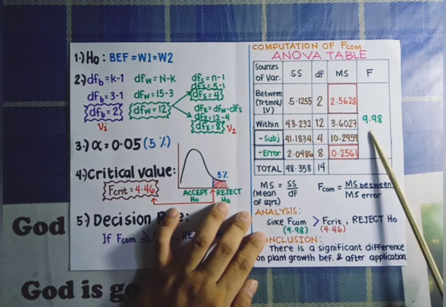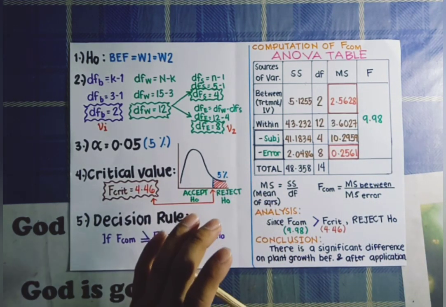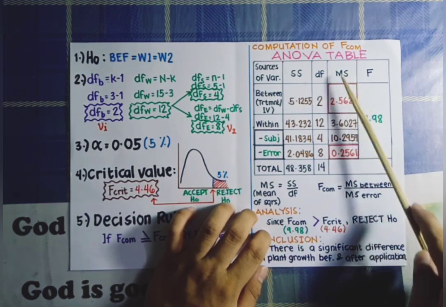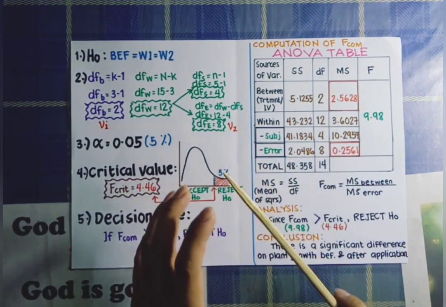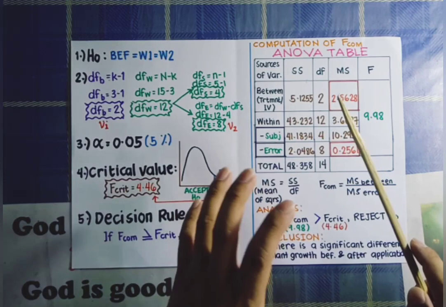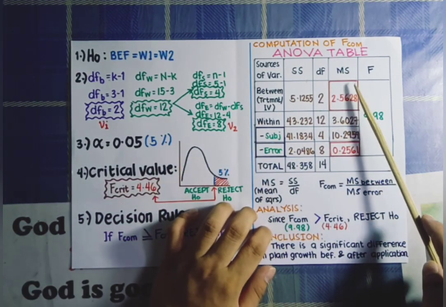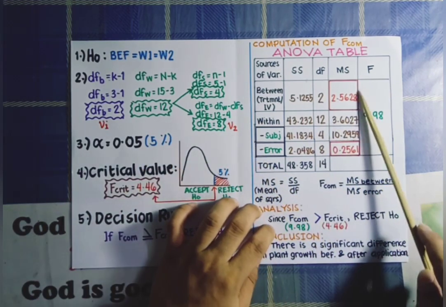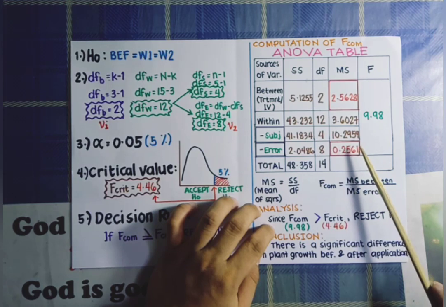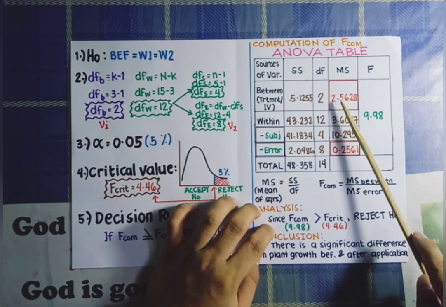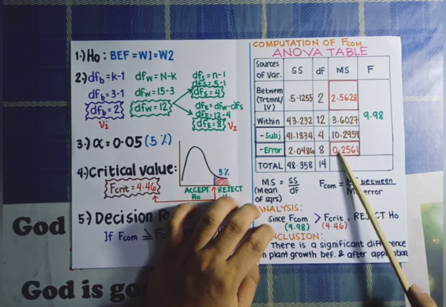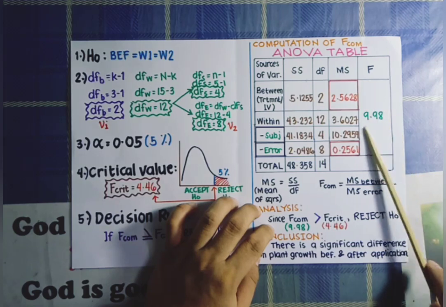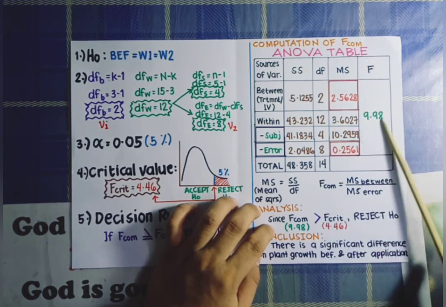Now, for us to be able to compute our f in repeated measures ANOVA, we are going to divide our ms between the group and our ms for error. Unlike in one-way ANOVA, where we are actually dividing the ms between the group and the ms within the group, in repeated measures ANOVA we are dividing the ms between the group and the mean of squares for error. So that's 2.5628 divided by 0.2561, and that is equivalent to 9.98. Therefore, our computed f here is 9.98.